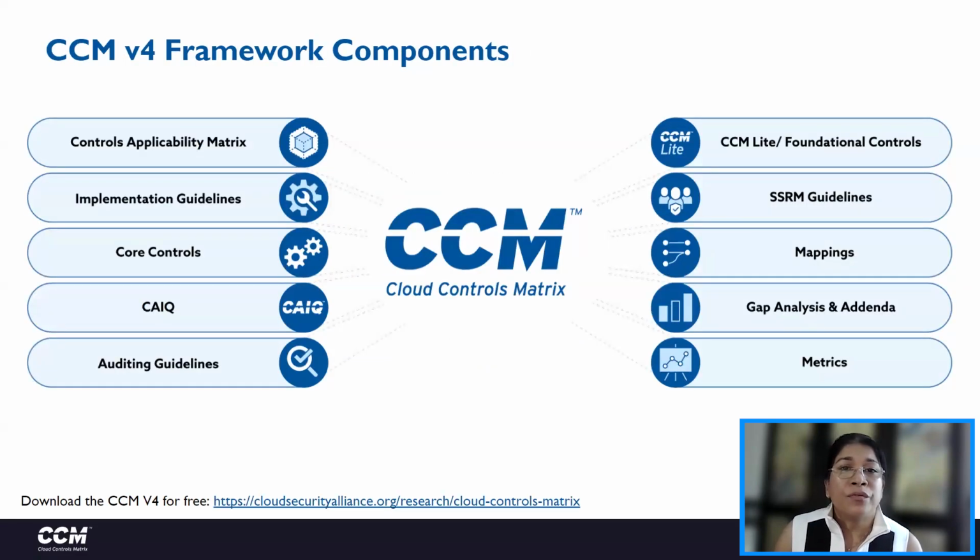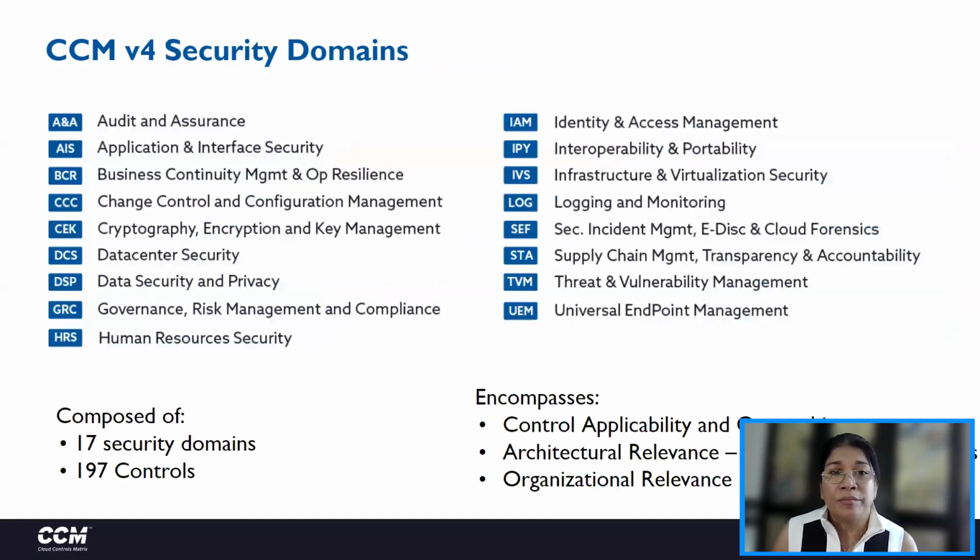The CCM v4 framework components comprise the Controls Applicability Matrix, Implementation Guidelines, Core Controls, the Consensus Assessment Initiative Questionnaire or CAIQ for organizations to conduct self-assessments against CCM controls, auditing guidelines, the CCM Lite foundational controls, a condensed version of the CCM for small business use, the Shared Security Responsibilities Model, which is the SSRM guidelines, mappings to recent versions of NIST, ISO, CIS, among others, a gap analysis and addenda, and metrics, all available for free.